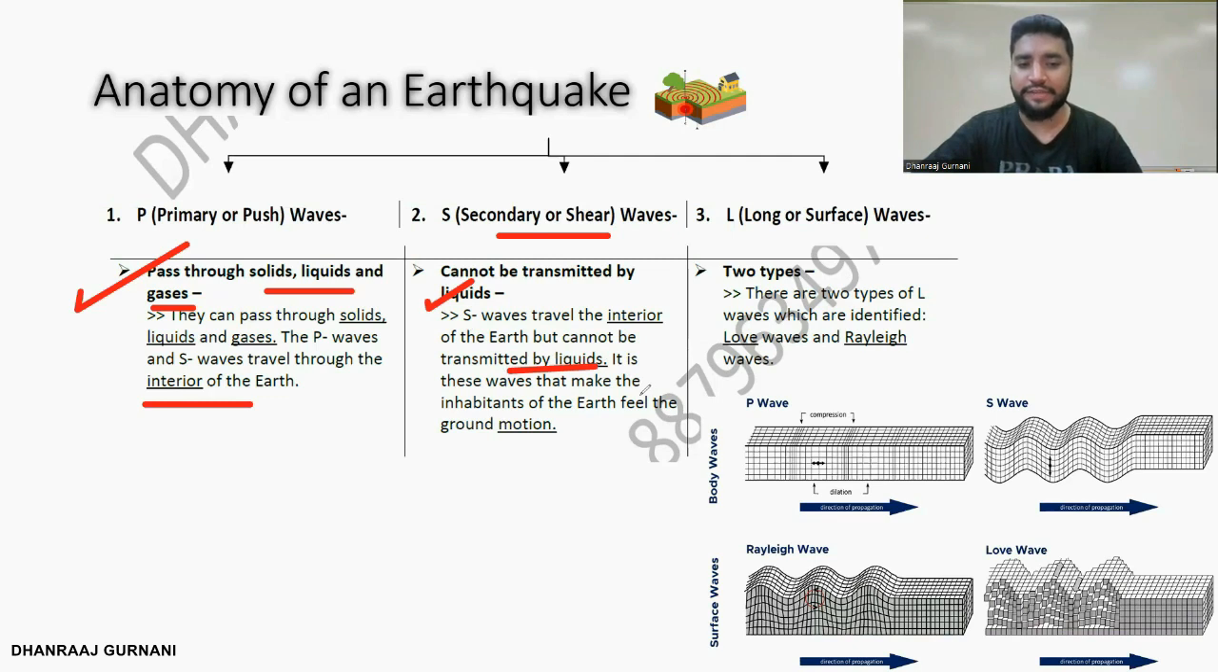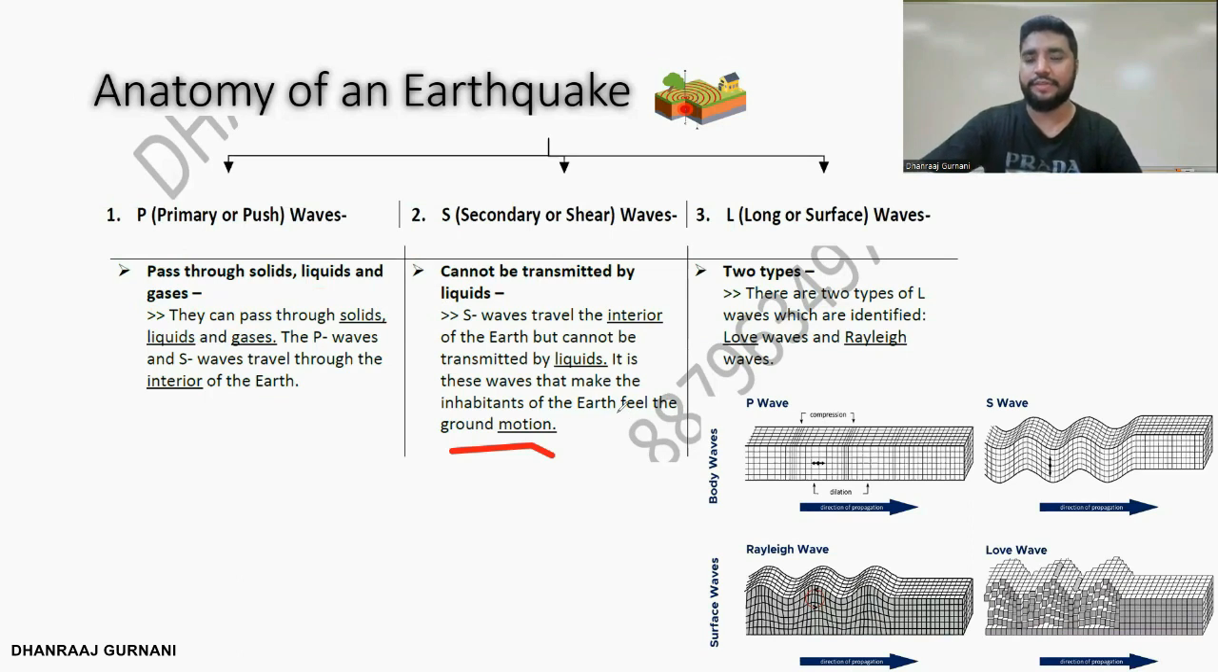It is these waves that make the inhabitants of the earth feel the ground motion. So it is because of your S waves we feel the earthquakes. It is because of these waves that the people living on the earth feel the ground motion, that is the movement of the earth. And finally, long or surface waves. There are two types of L waves which are identified as Love waves and Rayleigh waves.